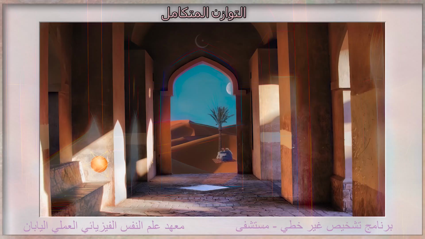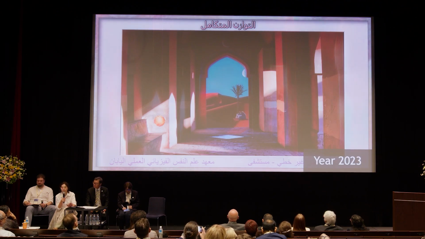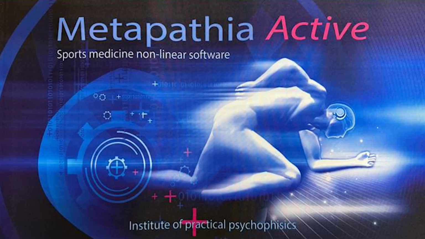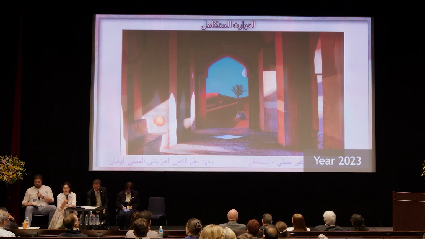In 2023, we launched the Holistic Balance version, the software with the interface and databases translated into Arabic, which allows us to enter the Middle Eastern region. And in 2024, we launched another version, Metapathia Active. Today you will hear a report about the application of this software a little bit later. This software allows you to work with the level of stress due to various sports activities.